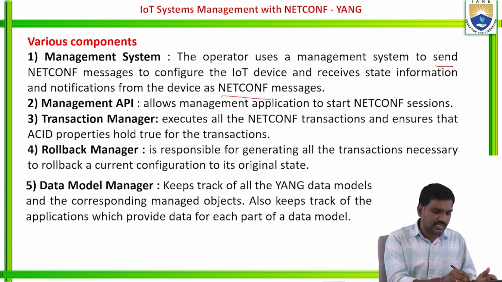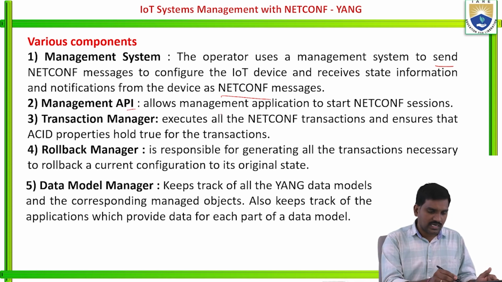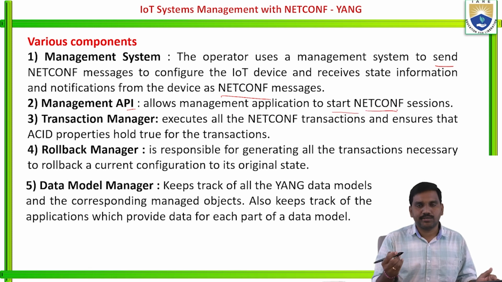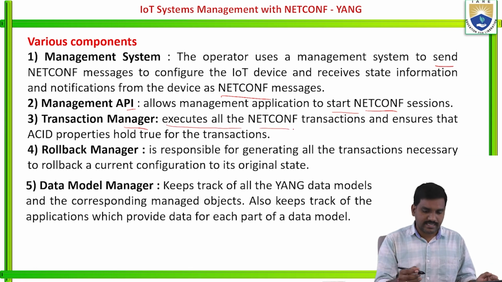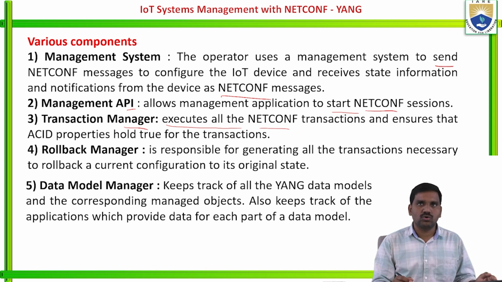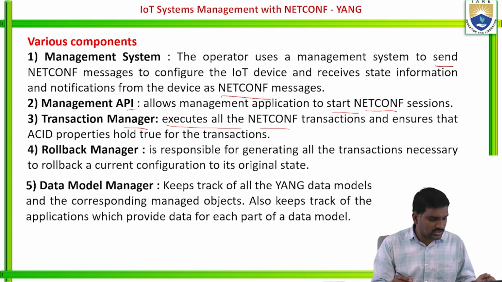Second, the management API, the application program interface. It allows a management application to start a network configuration session. In order to begin the network configuration session, it is followed by the management application program interface. Next, the transaction manager. What is its main role? It executes all the network configuration transactions and ensures that ACID properties hold true for the transactions.